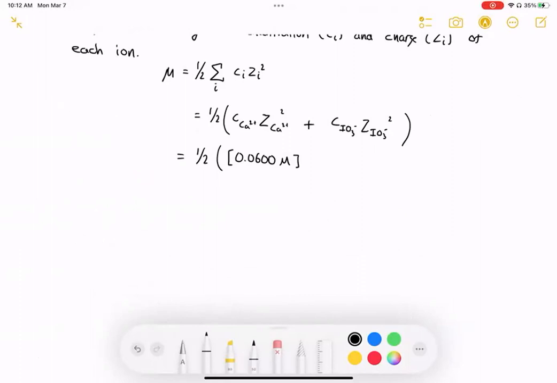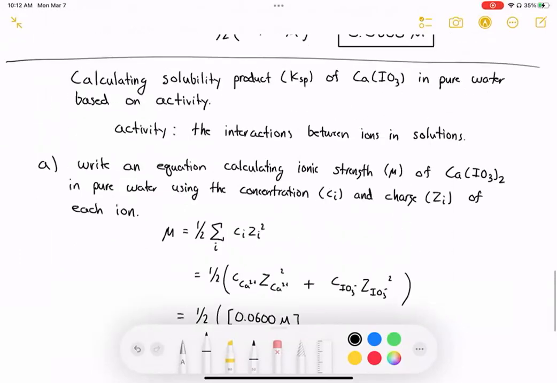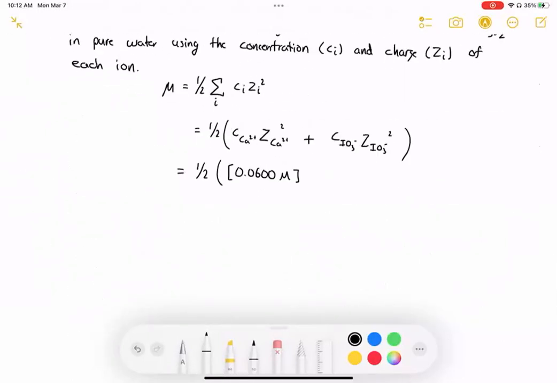Okay, so I actually skipped a part, but we'll go back to the other part again. Sorry about that. I kind of skipped parts here. All right, plus, so we're going to have 2 squared in this case because it's 2 plus. The charge of calcium is 2 plus, and the concentration of iodate is 0.120 molar, times minus 1 squared.